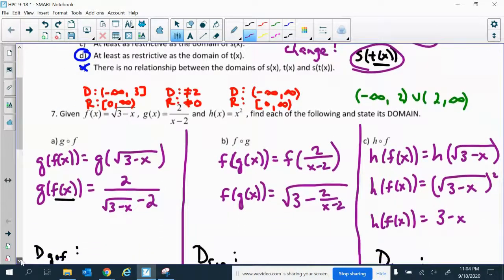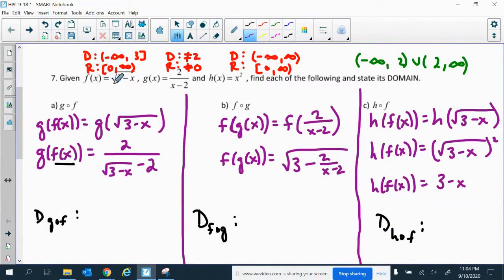All right, so here are some examples. Given f is root 3 minus x, g is 2 over x minus 2, and h is x squared, we're going to find each of the following and state its domain.